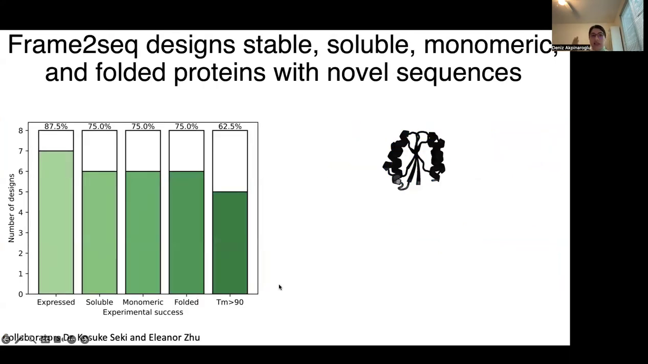So, yeah, Frame2seq designs stable, soluble, monomeric, and folded proteins, but what does it actually mean? So for the set of 8 onto the 2LV8 backbone, it turned out that we had a bunch of proteins expressed, and if they were soluble, they were monomeric and folded, and most of the time they didn't melt up to 95 degrees Celsius. And for this, essentially we consider it successful if it was soluble, monomeric, and folded. And the melting temperature doesn't really matter, and we only had one protein that melted anyway.